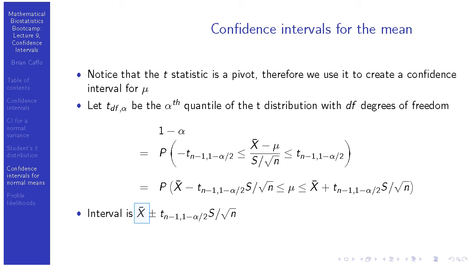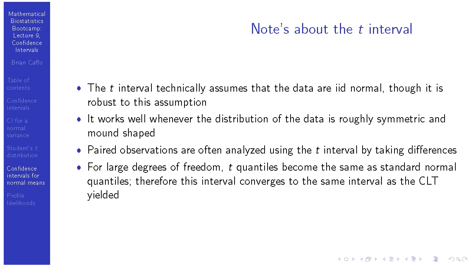Estimate plus or minus quantile times standard error. And that's where it comes from. This interval assumes that the data are IID normal, though it's very robust to this assumption. Whenever the data is kind of roughly symmetric and mound-shaped, the t confidence interval works amazingly well.